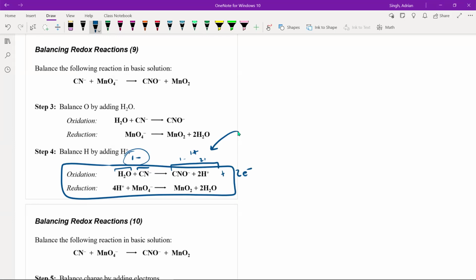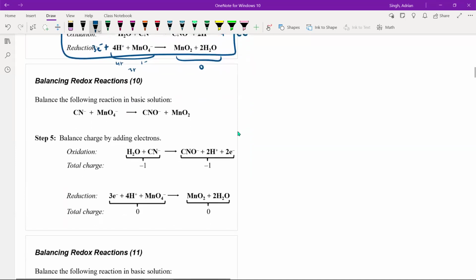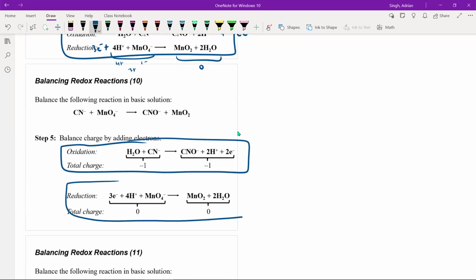And then if I take a look at the reduction half reaction, I have 4 plus here and 1 minus. So that gives 3 plus on the left total. On the right side here, it's 0. So how do I make the more positive side the same as the more negative side? I need to add 3 electrons to the left side. Okay, so we end up then with our half reactions at this point balanced in terms of charges and atoms.